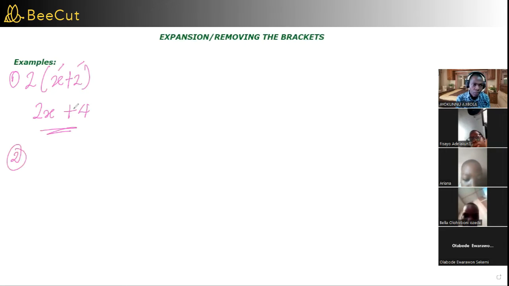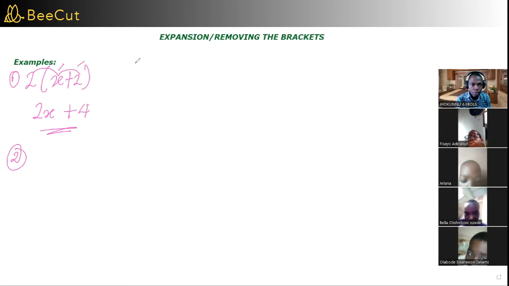So let's look at another example here. Oh, before I move on, let me explain again. To remove the bracket means you are using the number outside to multiply everything in the bracket. So you're multiplying the first and the second. When you use 2 to multiply x, you have 2x. Use 2 to multiply 2, you have 4. But take note of something before we move on.